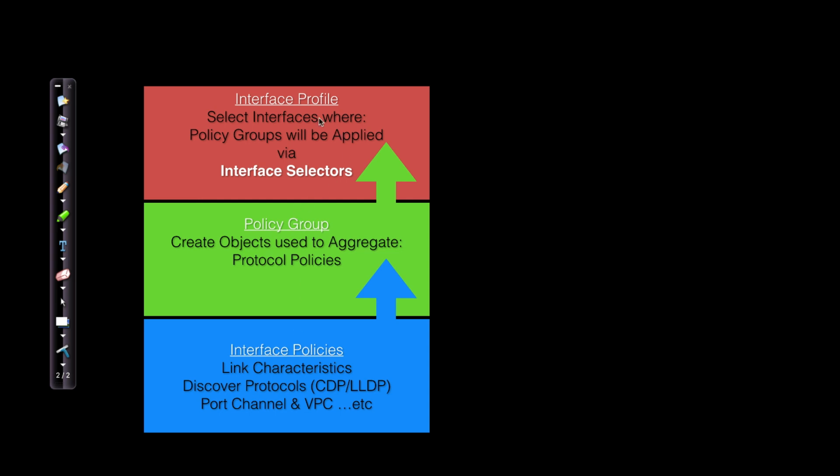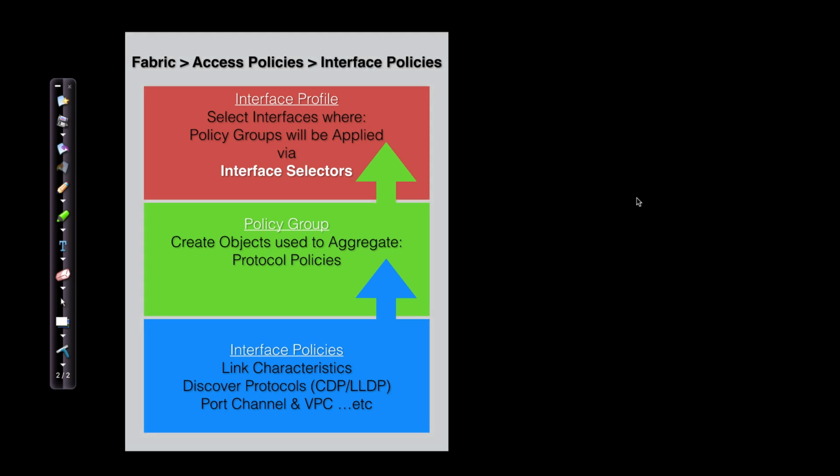Now I'm moving from an interface policy to a policy group that aggregates interface policies. And then I'm going to use an interface profile, and it's in the interface profile that I'm going to apply the policy group to select interfaces via what is referred to as an interface selector. Now this configuration takes place in the graphical user interface under the fabric, access policies, interface policies subsection.